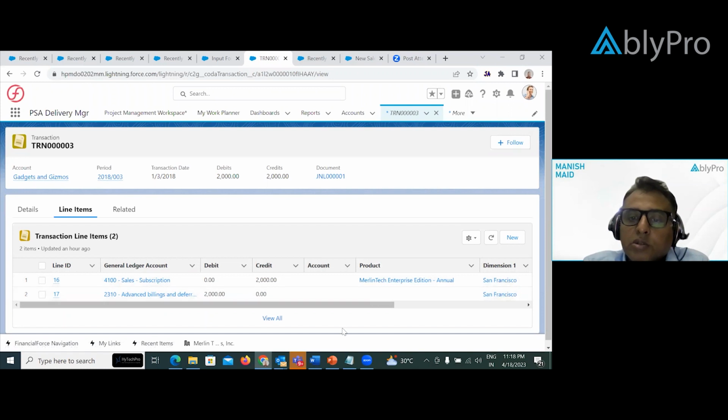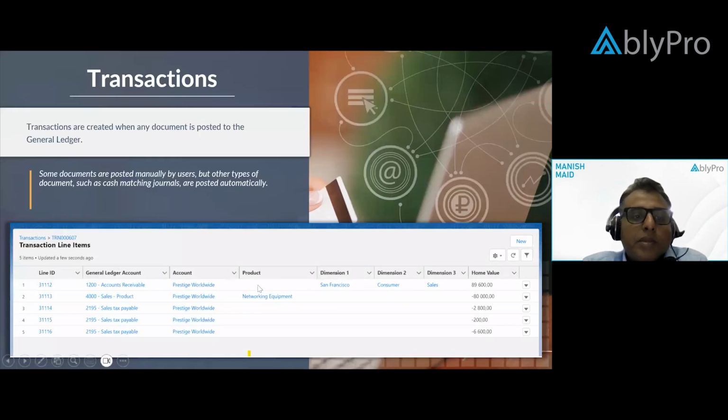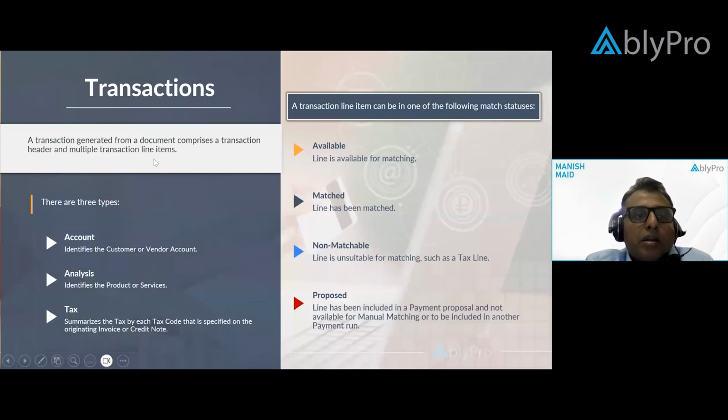So let's move again to the presentation. Transactions generated from a document comprise a transaction header and multiple transaction line items. There are account items, analysis items, and tax items. Account identifies the vendor or the customer. Analysis items identify the product and the services. And then finally, we have the tax item, which identifies the tax applied on that particular document. That can be any tax, so SUT, VAT, or GST.